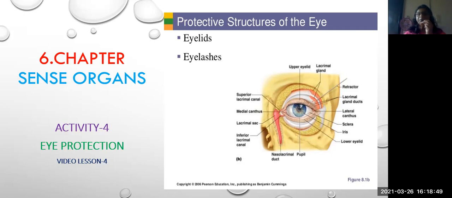So the previous video lesson was the functioning of the eye. Now we are going to check how the eye is protected from various activities, and what are the parts which are important to protect the eye by itself.